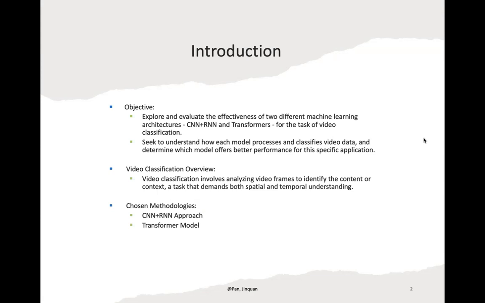In this project, I am investigating the application of two specific machine learning models: a convolutional neural network, aka CNN, in combination with a recurrent neural network, aka RNN, and a transformer model to classify videos. The project's focus is to assess how efficiently these models recognize and categorize video content. Considering their unique approaches to processing temporal sequences and spatial features within the videos, the goal is to identify which model performs better for video classification tasks.